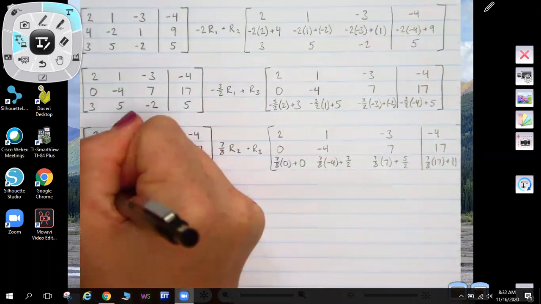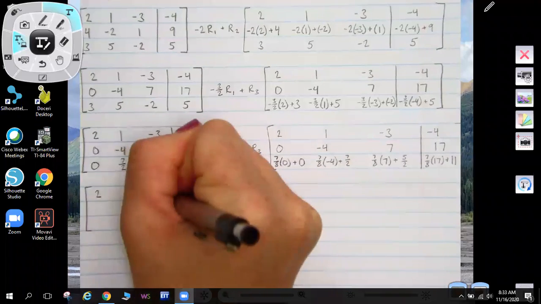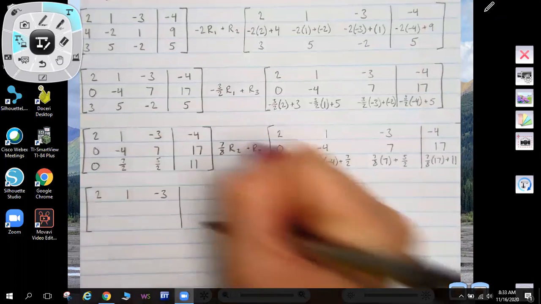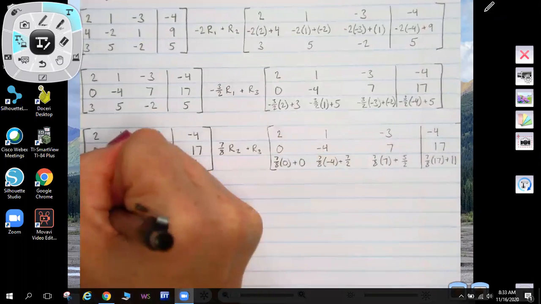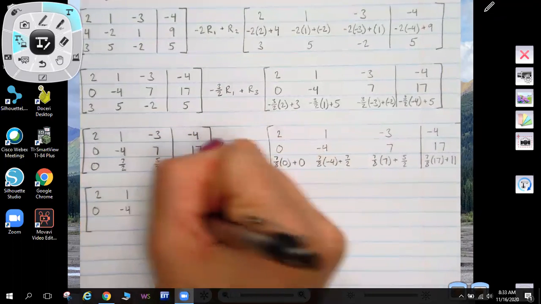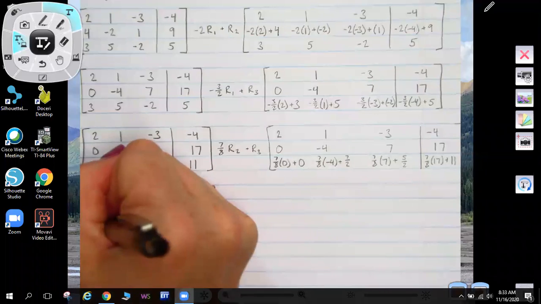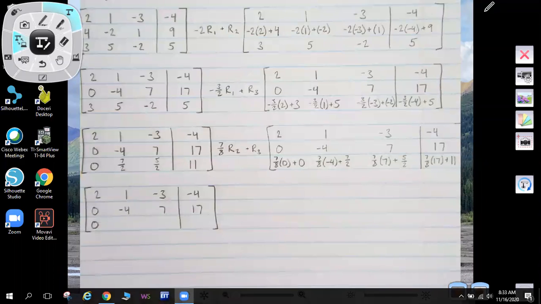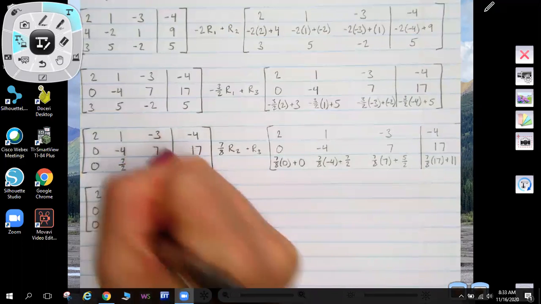Okay, let's do that math. First two rows aren't changing. Okay, we've got 7/8 times 0, which is 0, plus 0, which is still 0. 7/8 times -4. Remember, we got a -7/2 when we did that, so that when we add it to 7/2, we get 0.